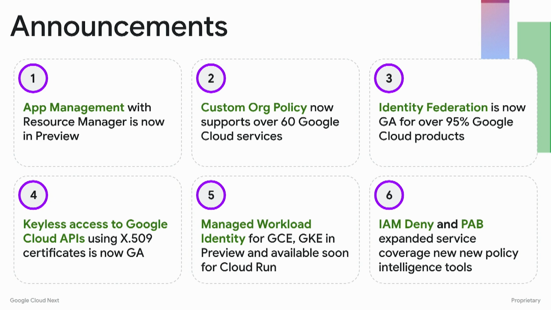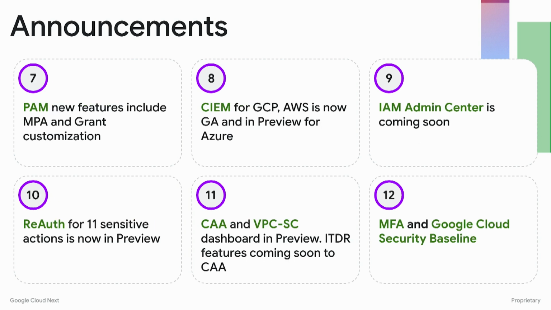Managed workload identity, a very amazing capability, available for GCE, GKE, very soon for Cloud Run. IAM, Deny, and PAB are expanding their service coverage, but also their tooling coverage. On PAM, new features include multi-level approval and grant customization. KIM for Azure is going preview in addition to the GA for AWS and GCP. IAM Admin Center, that's going to simplify a lot of your IAM experiences. That's coming soon. Re-authentication for the 11 sensitive actions, and our doc will include the exact 11 sensitive actions.